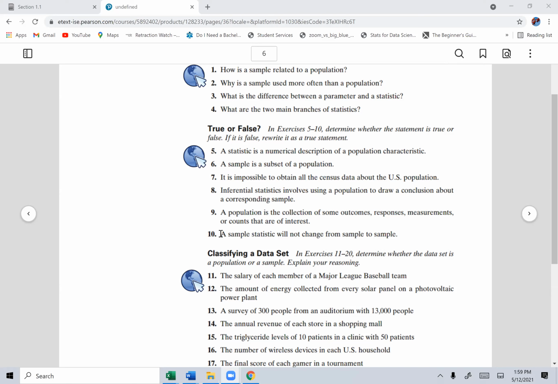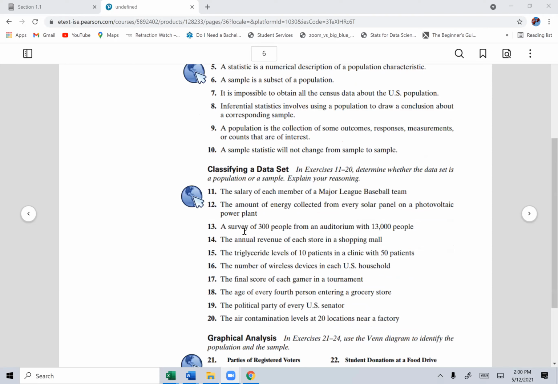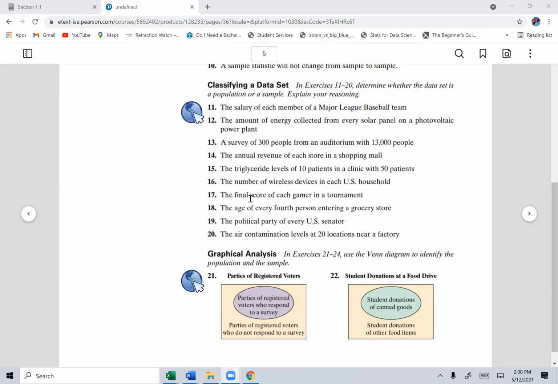Number 10: A sample statistic will not change from sample to sample. For example, if I have a sample of students and I want to survey their age, I'll take 5 students, I add up their ages, divide by 5. If I get a different sample of 5, will I get the same answer? That's a false, definitely. False. Yep.